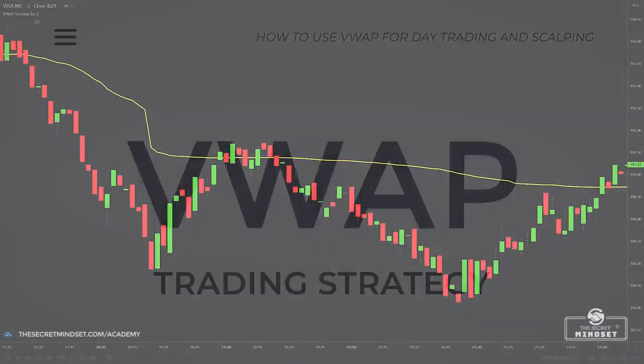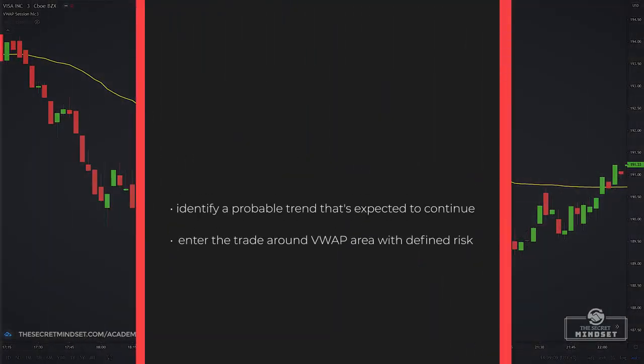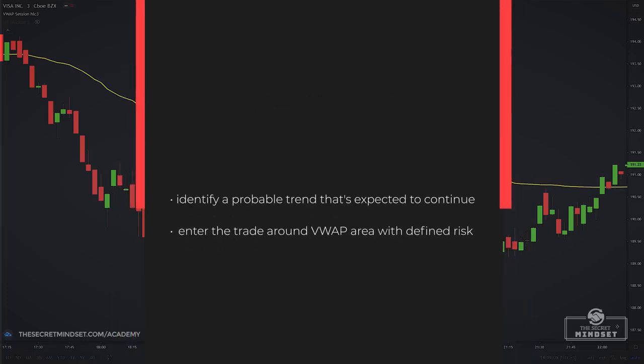Now that we covered the basics of VWAP, let's see how we can apply it to day trading and scalping. Considering that the VWAP offers dynamic support or resistance throughout the day, the trading plan would be to identify a probable trend that's expected to continue, and to enter the trade around the VWAP area with defined risk.